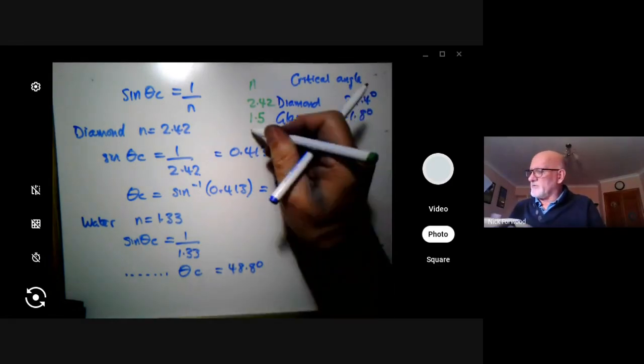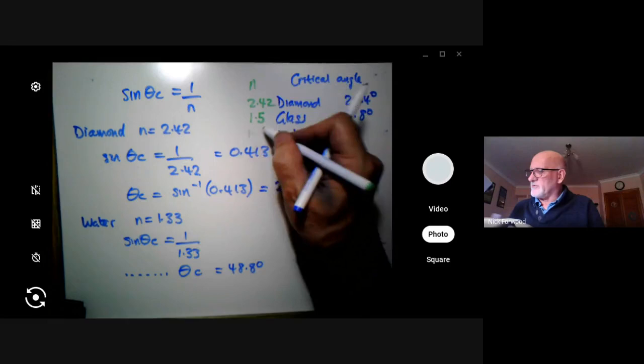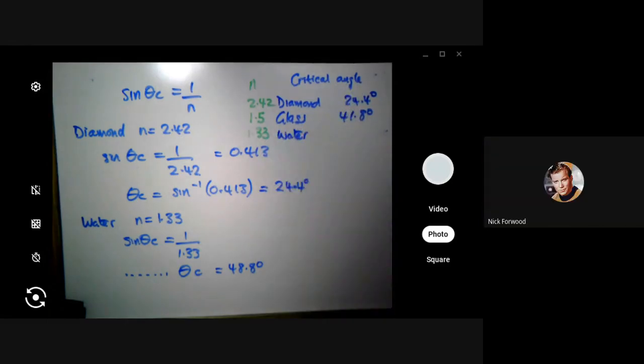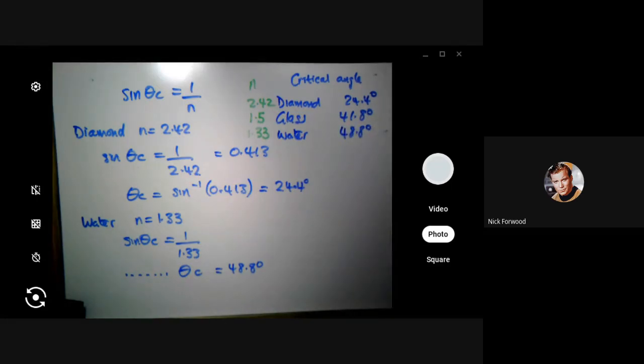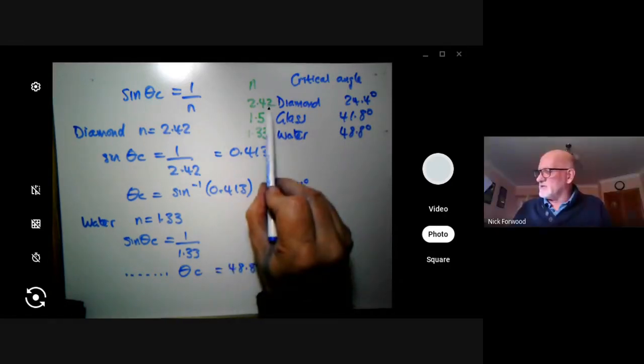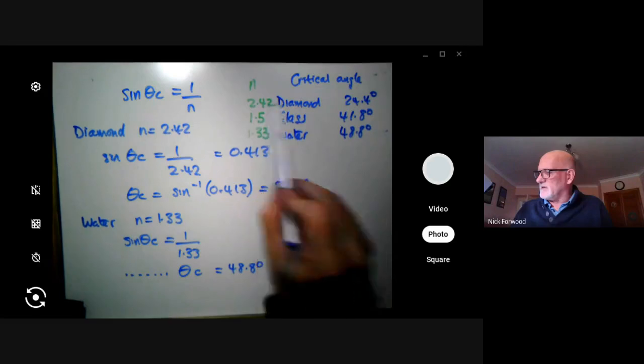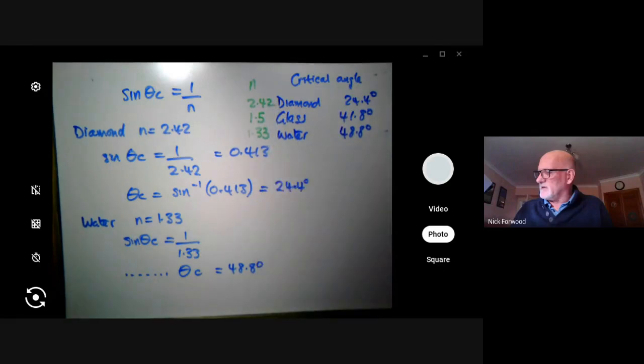1.33 is the refractive index, 1.33, and water, the refractive index is 48.8 degrees. So what can I conclude from that? The bigger, the larger the refractive index, the smaller the critical angle. Conclusion.